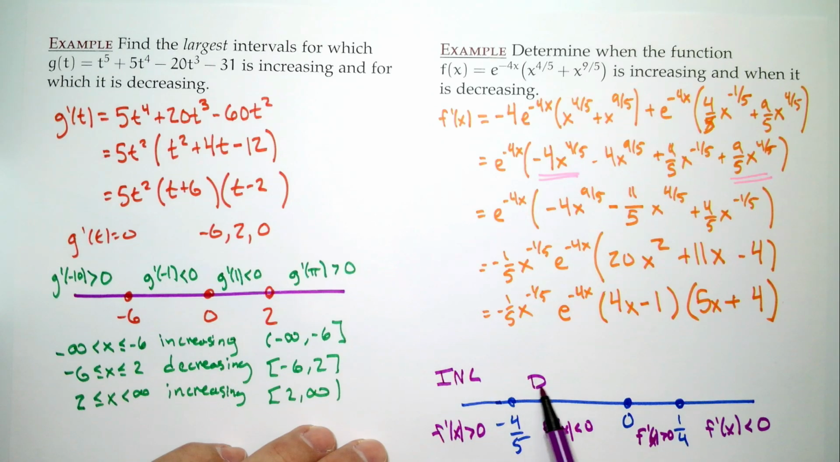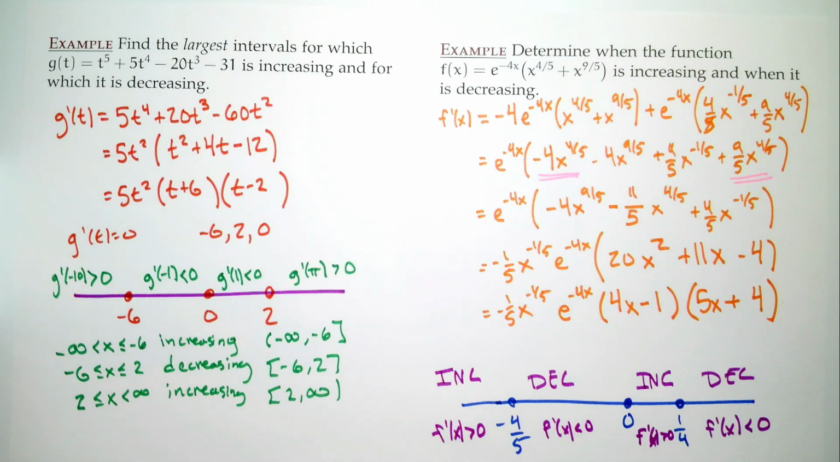Then from negative 4/5 to 0, we're decreasing. From 0 to 1/4, we're increasing. And then after 1/4, we're decreasing again. So that's the behavior. We're going up and down and up and down. And by the way, we should say that even though the derivative is undefined at 0, the function itself is perfectly okay at 0.